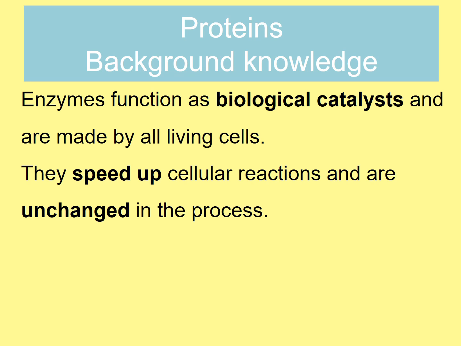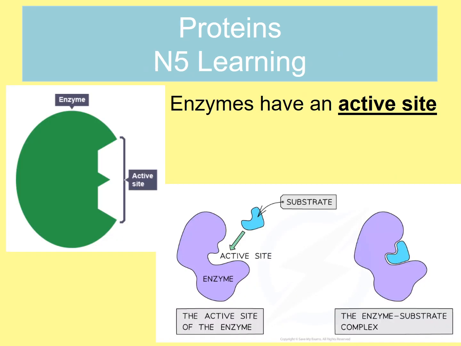Background knowledge from our previous lesson. We found out in our previous lesson that enzymes function as biological catalysts. Biological relating to the fact they're made by living cells, and catalysts relating to the fact that they speed up cellular reactions and are unchanged in the process. Enzymes are an example of a protein which speed up a chemical reaction.